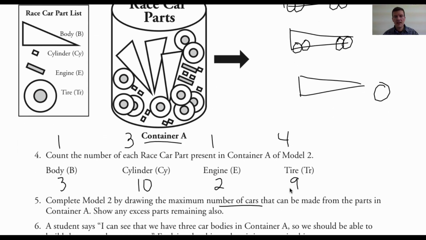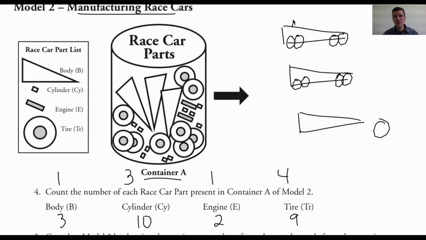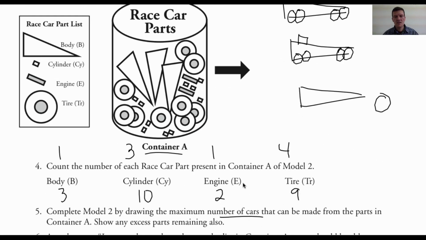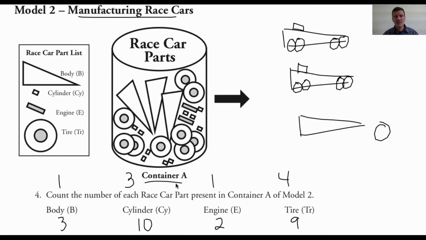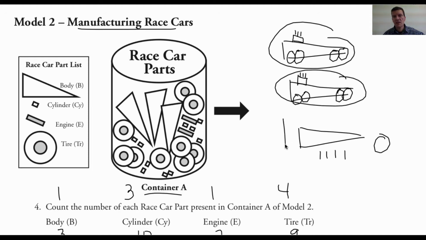Okay? I have engines. Do I have enough engines? I've got 2 engines here. Engine, engine. And I have cylinders, 10. So 1, 2, 3, 4, 5, 6, 7, 8, 9, 10 cylinders. Those are cylinders, by the way. All right. So what happened here is I didn't plan ahead very well. I was able to make my 2 cars, but I've got these excess parts that I am not able to use because I ran out of something.